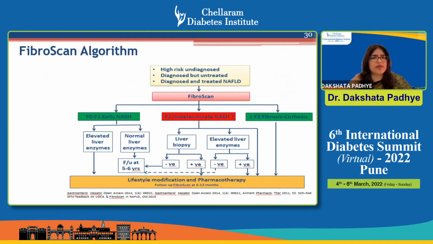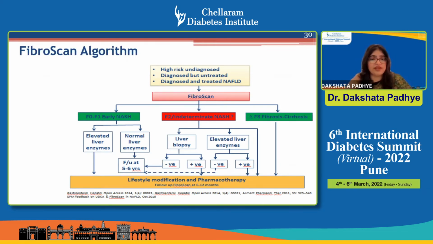Now, this is a FibroScan algorithm. For high-risk patients, undiagnosed patients, or patients on treatment for NAFLD, FibroScan should be done. If the patient is in early NASH, with liver enzymes normal or elevated, the follow-up, they say, should be maybe 5 to 6 years, but I think yearly follow-up is a must.